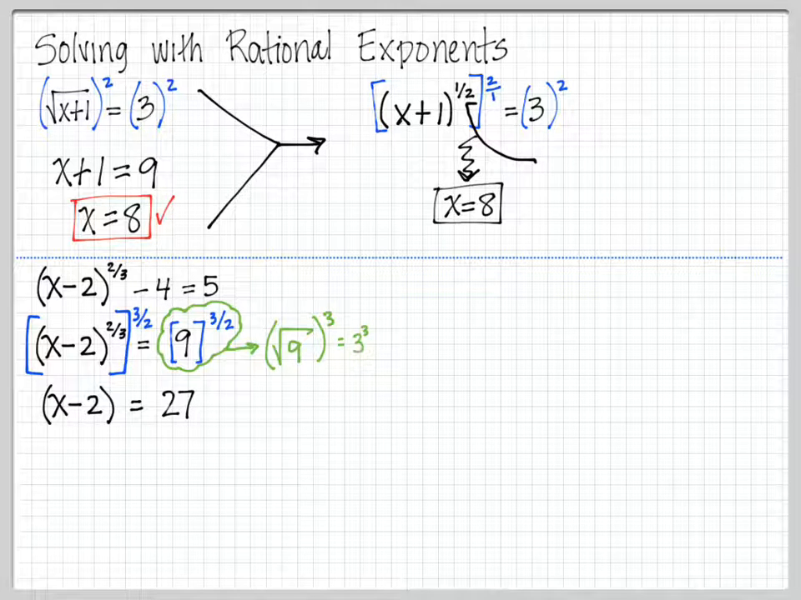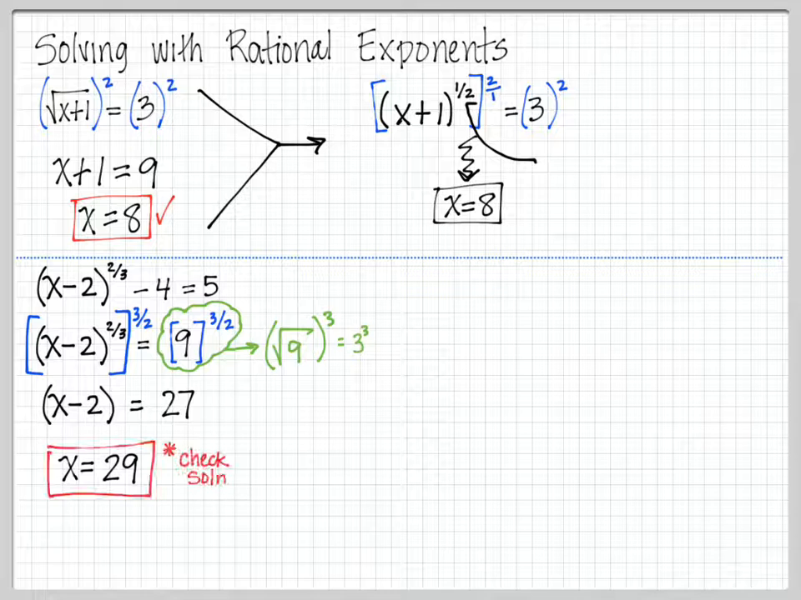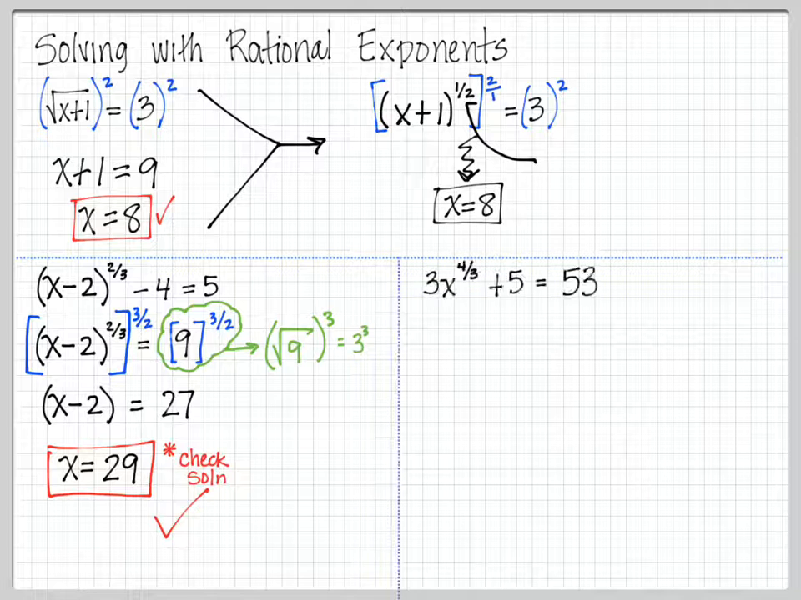So now I can just finish simplifying this problem by adding 2 to both sides and get x equals 29. You need to check your solution to make sure that it works, and we go back and plug it back in here and you'll find that it does in fact work, and so it's correct. But do check your solutions, because sometimes we have those extraneous ones.